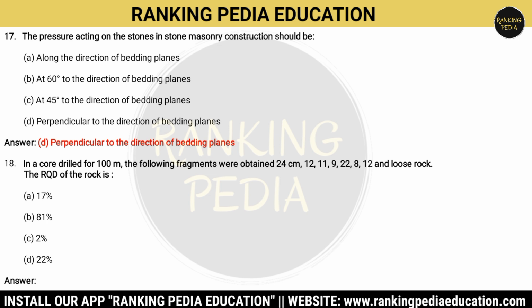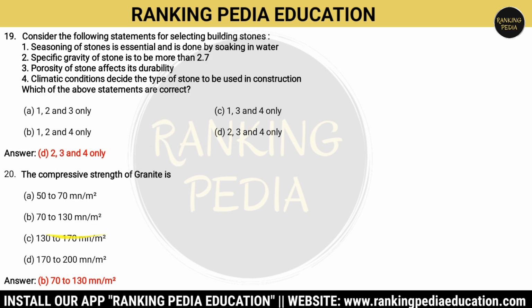So RQD is what? Length of core in pieces, if it is greater than 10 centimeter, whole upon total core run length, whole into, you have to multiply it by 100. So you have to add 24 plus 12 plus 11 plus 9 plus 22 plus 12 and you have to divide by 100, that is total core run length, and you have to multiply by 100. So that comes 81%. Option number B is correct.